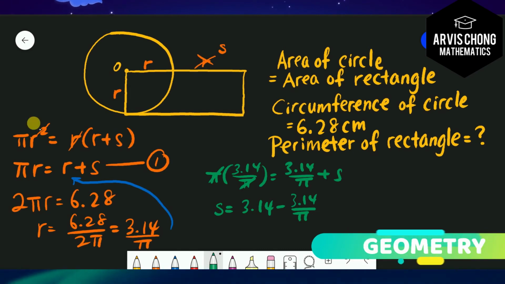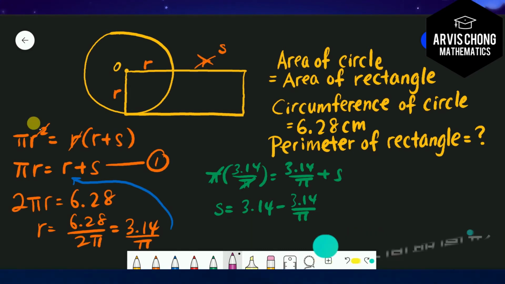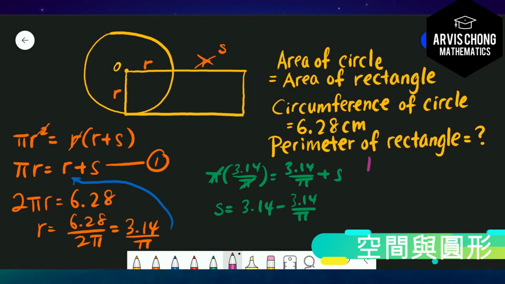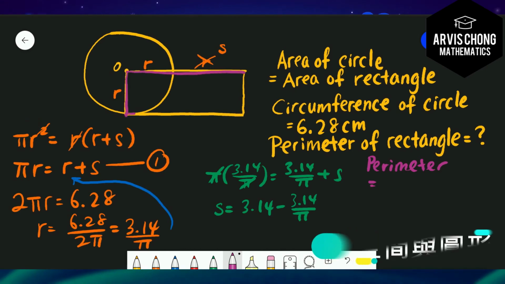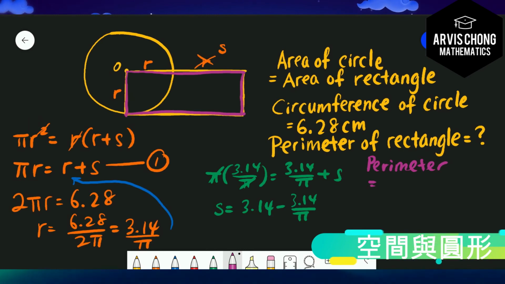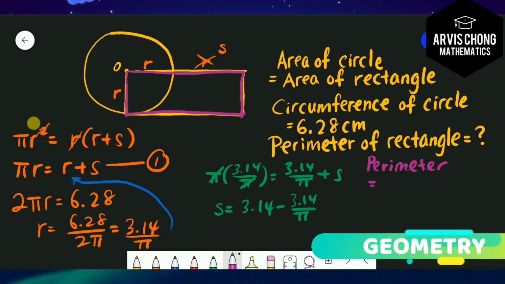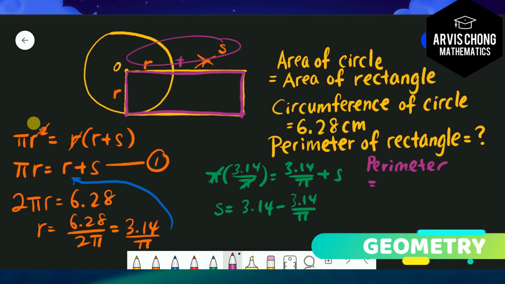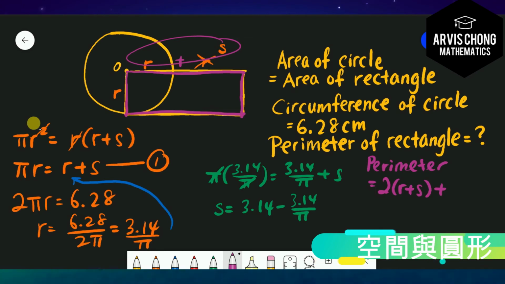So for the final answer, the question asks us to find the perimeter of rectangle, right? So perimeter is equals to, we can find all the outer length of the rectangle. So these are the perimeter. We know that we have r plus s. We have two sides, so it's 2 times (r plus s), and then add up with r here, we have two sides also, so we have 2r here.